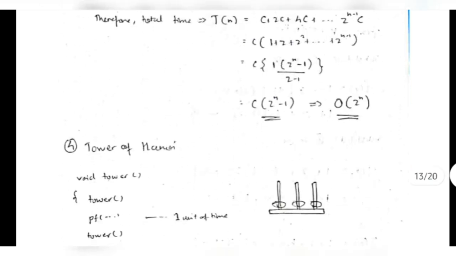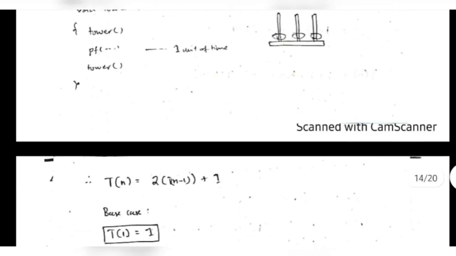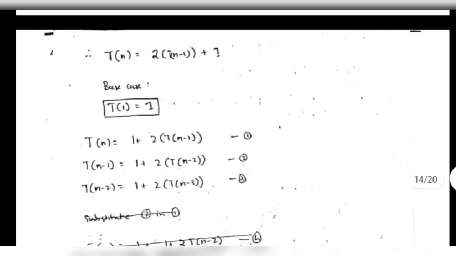The next one is Tower of Hanoi. In Tower of Hanoi, what we are doing is printing one statement and calling the Tower of Hanoi 2 times. So how will the recursive algorithm look? It will be t of n equals 2 times t of n minus 1 plus any constant number. Here I have taken c. You can take any constant number. So what is t of 1? In t of 1, the recursive part will be 0. So t of 1 will be 1.